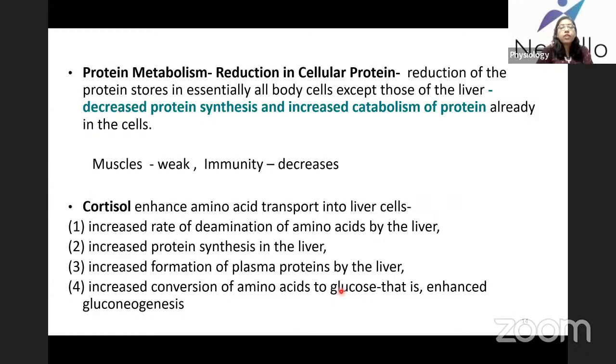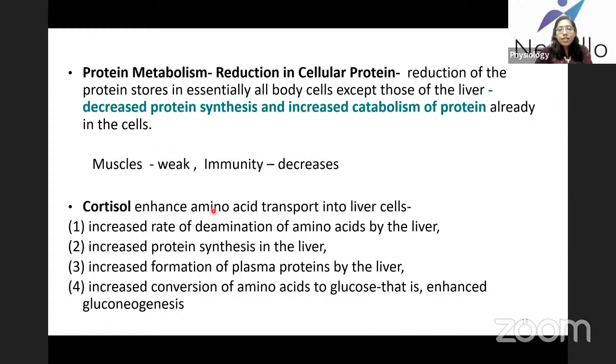Let's understand its effect on protein metabolism. In protein metabolism, it causes reduction in the cellular protein. Generally, it causes severe weakness and a decrease in immunity. Basically, it causes a decrease in the cellular production of protein, and reduction in the protein stores in essentially all the body cells except those of the liver. It decreases protein synthesis and increases the catabolism of protein already present in the cells, resulting in severe muscle weakness and decrease in immunity.